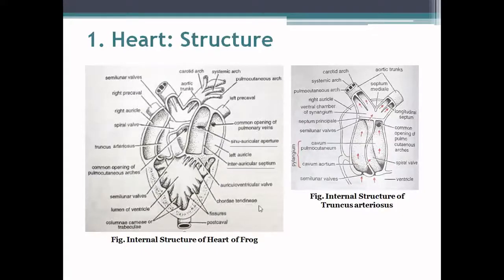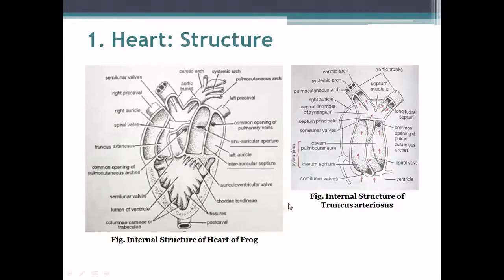The next chamber is truncus arteriosus. This is the truncus arteriosus. Its opening into ventricle is guarded by three semilunar valves. Here are three semilunar valves present between the two chambers.